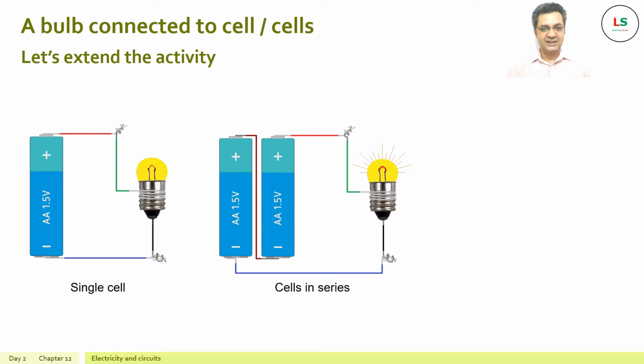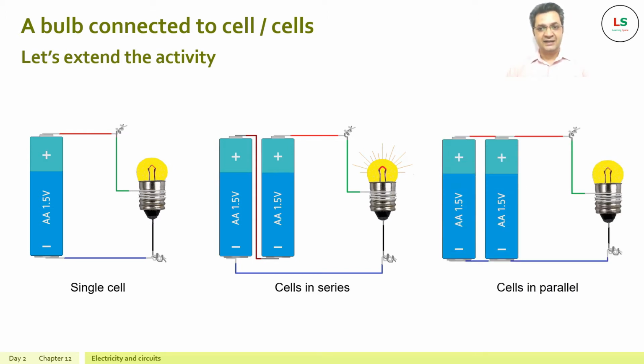So here we have two cells which are connected in series. The brightness of the bulb increases. That means the electricity generated by one cell is getting added to the electricity generated by the second cell, and that is giving more brightness to the bulb. Whereas when we have cells in parallel, the electricity being generated by each of the cells is not getting added up. And in that case, the brightness of the bulb remains the same. Undoubtedly, cells in parallel will be long lasting than a single cell.